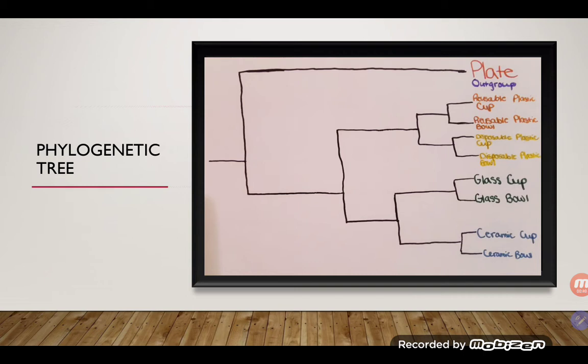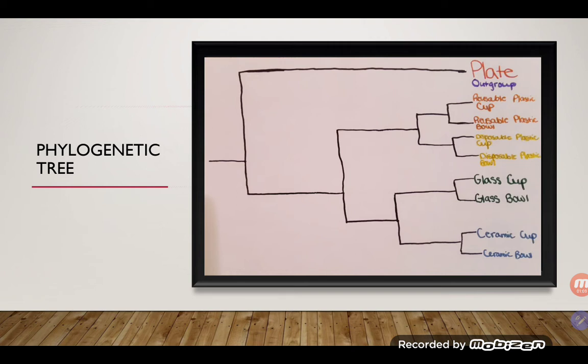This means that plates diverged from the other groups first, and all other groups share a common ancestor that the plates do not have. The plates then evolved through anagenesis, meaning that they evolved over time but did not diverge into another group. As you can see, bowls and cups are more closely related to each other than plates, and evolved from each other independently on multiple different occasions in all of the materials.